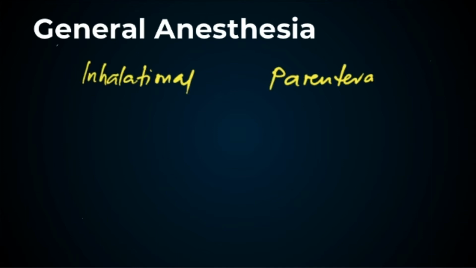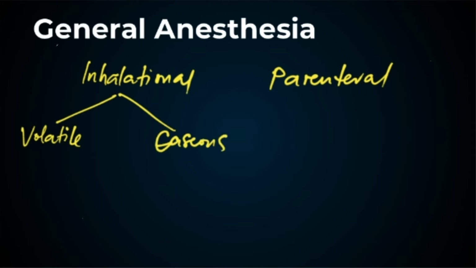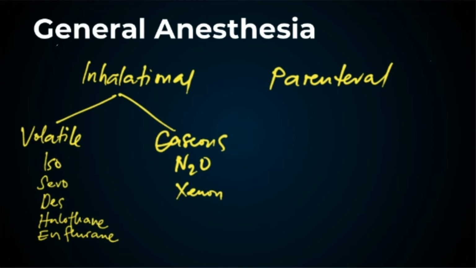So now let's go to the specific drugs or anesthetic agents under general anesthesia. When we talk about general anesthesia, we can classify them into inhalational agents and parenteral agents. For inhalational agents, we have the volatile anesthetics and the gaseous anesthetics. For volatile anesthetics, we're going to talk about isoflurane, sevoflurane, desflurane, halothane, and enflurane. For the gaseous anesthetics, we're going to talk about nitrous oxide and xenon only.